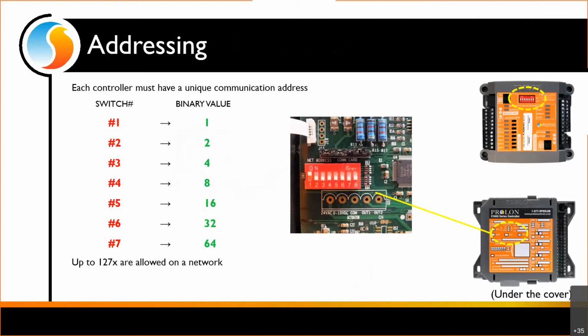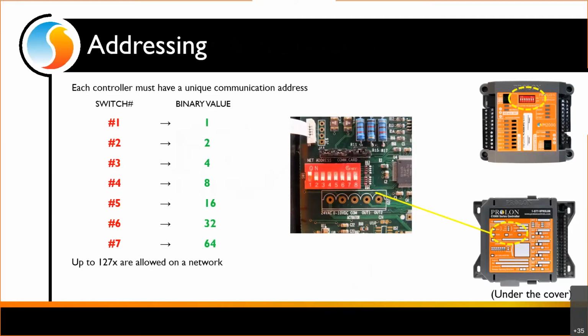And how it works is depending which switch you push up, you simply add the binary values all together. So, let's say I had an example where I pushed up switch number 2 and number 4. Well, switch number 2, its binary value is 2. And switch number 4, its binary value is 8. So if I have switches number 2 and 4 up, then the address of the controller will be 2 plus 8 equals 10. So the address of that controller will be number 10.